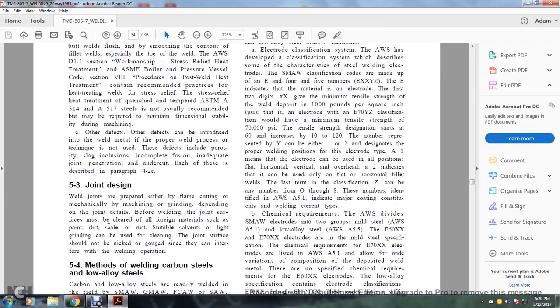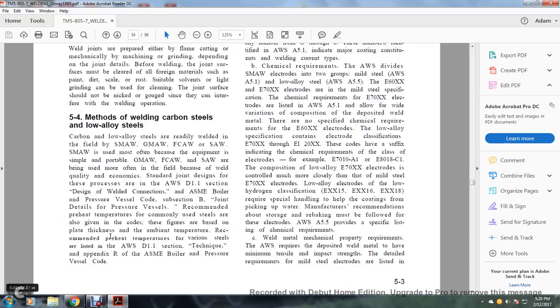5.3, joint design. Welded joints are prepared with either flame cutting, mechanical machining, or grinding, depending on the joint details. Before welding, the joint surface should be cleared of all foreign materials, such as paint, dirt, scale, or rust. Suitable solvents or light grinding can be used for cleaning. The joint surface should not be nicked or gouged, since this can interfere with the welding operation.